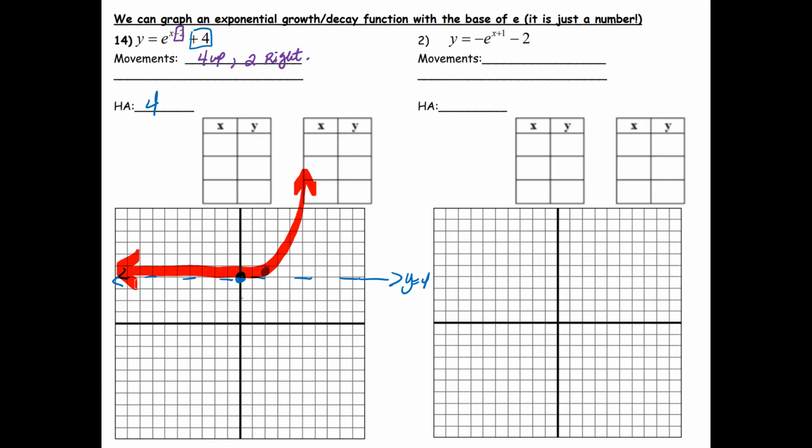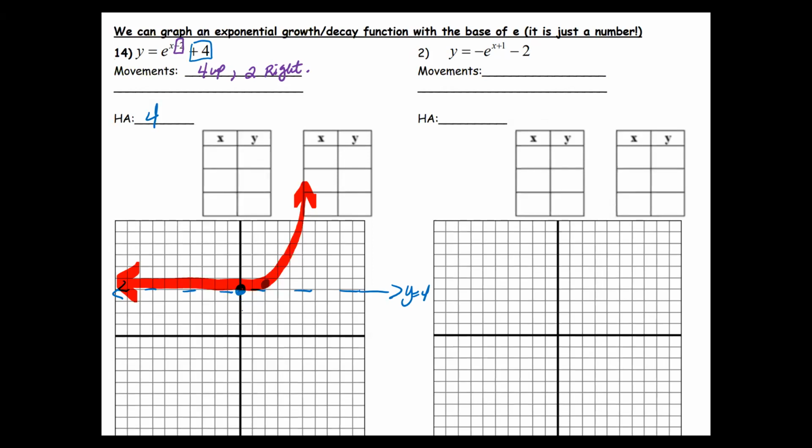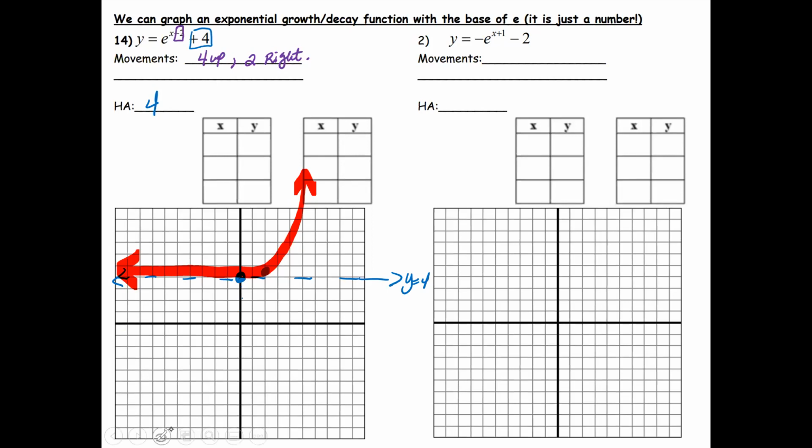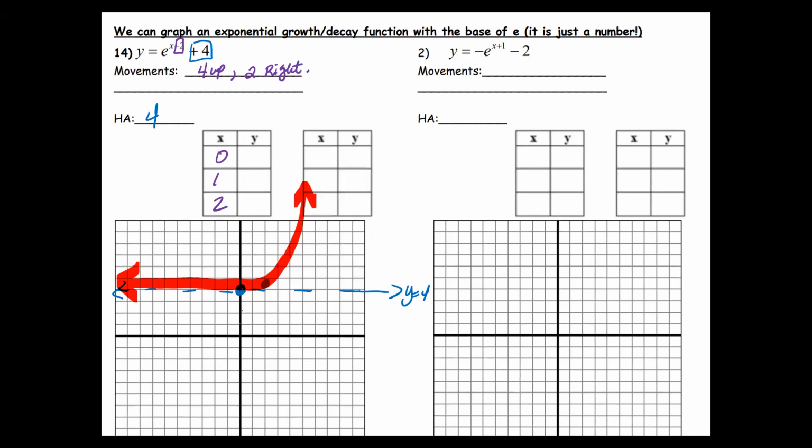All right, so then we have some tables over here. So let's take a look at our table. Got 2 tables right here. First table I'm going to use is, let's just go ahead and put down 0, 1, and 2. Okay. So then what is your y value? Well, you're going to go to your calculator, get second graph to get your table.